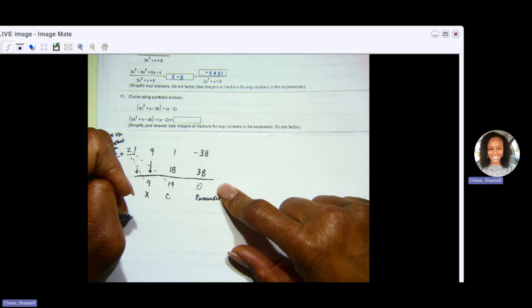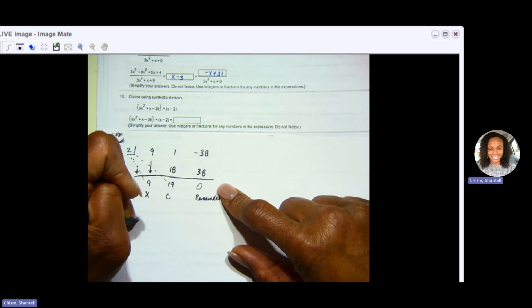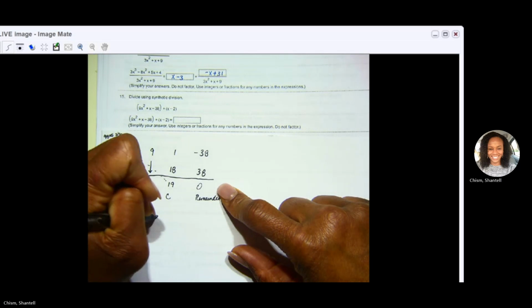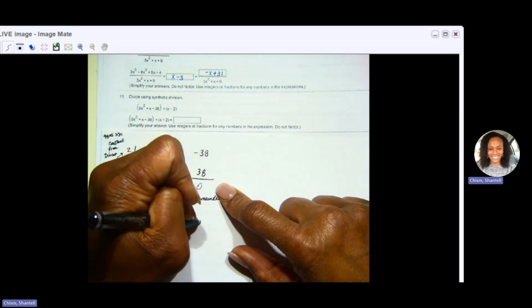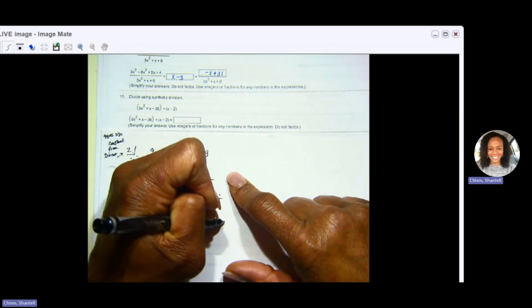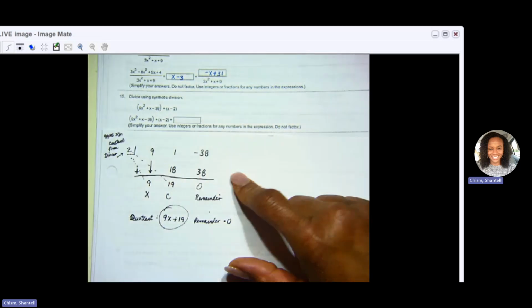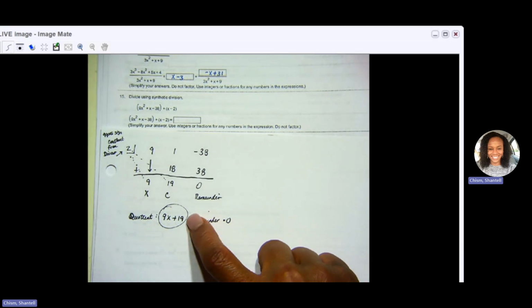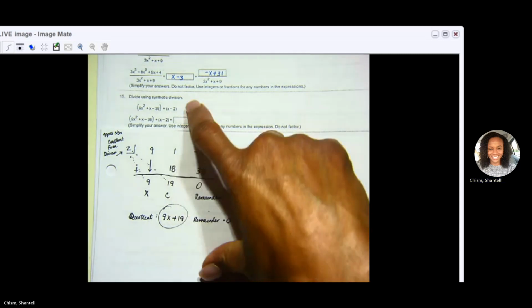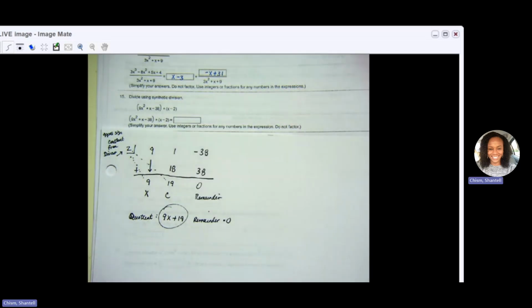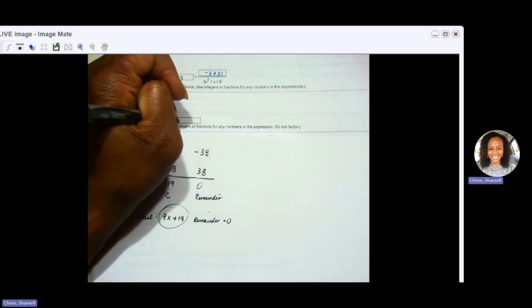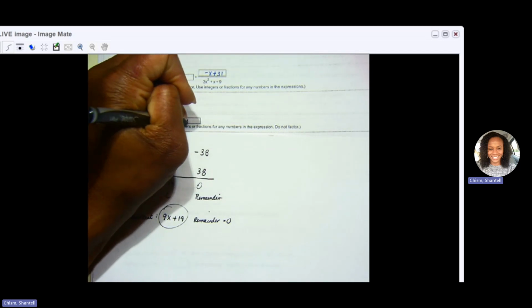So you have for your quotient 9x plus 19, and you had a remainder of 0. So this would just be your answer. If you had a remainder, if it was anything other than 0, then you would express it as plus the remainder over the divisor, just like we did up here with long division. But there was no remainder, so our answer is just 9x plus 19.